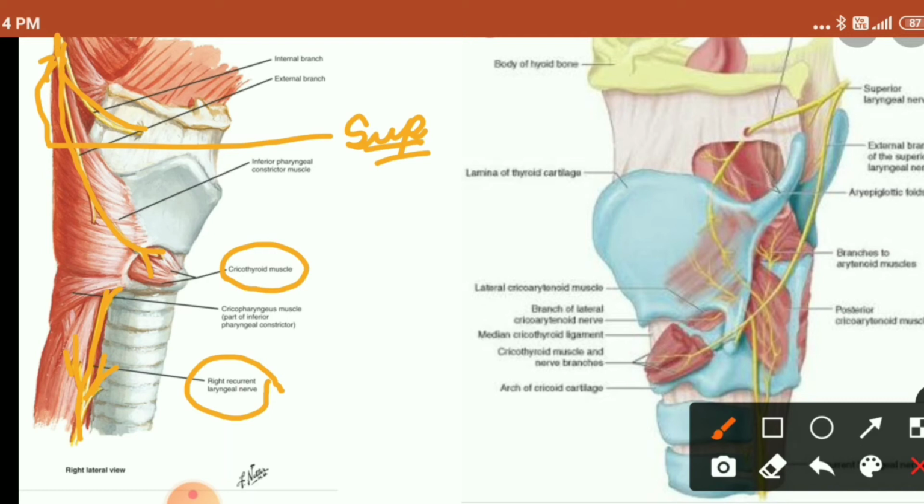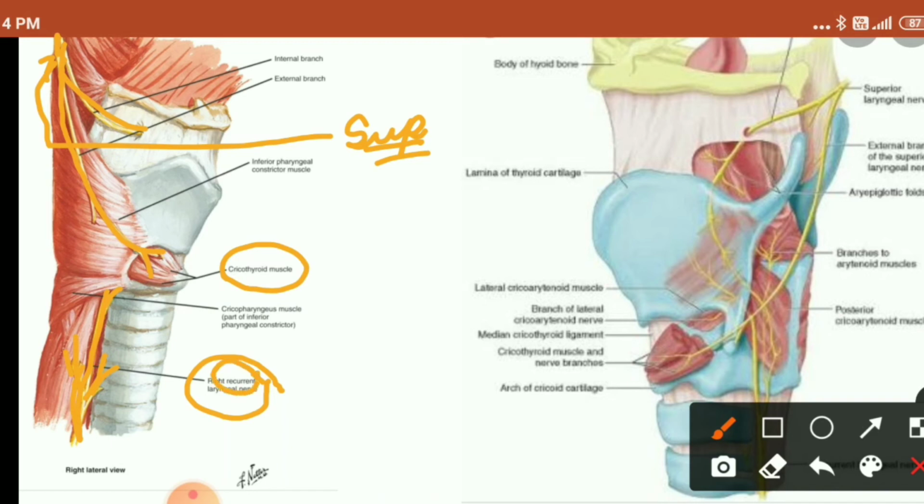The superior and external laryngeal nerves are present from above, yes, but you can see that this recurrent laryngeal nerve will come from below and it actually loops. It will form one loop at the arch of aorta, and hence we use the term recurrent.